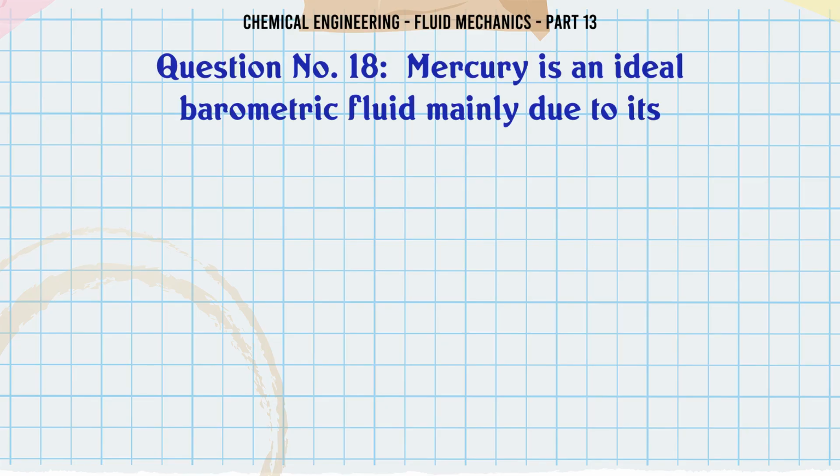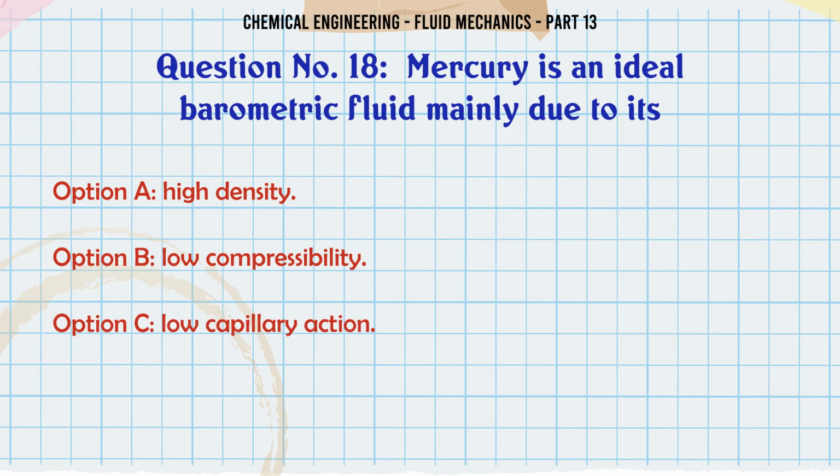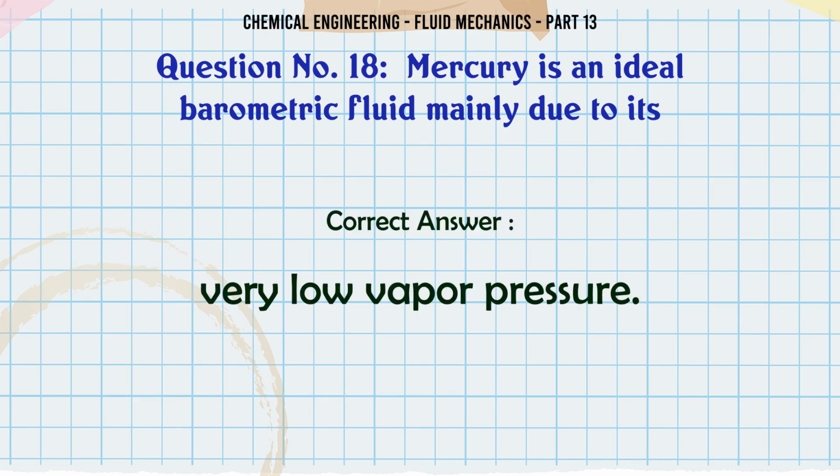Mercury is an ideal barometric fluid mainly due to its A. High density. B. Low compressibility. C. Low capillary action. D. Very low vapor pressure. The correct answer is very low vapor pressure.